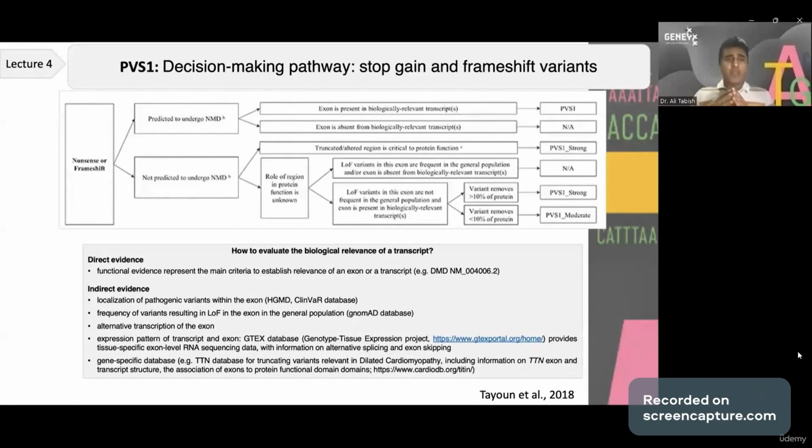Or we can also get information on alternative transcription of the exon. Also, we can use the GTEx database. We can get some information from the GTEx database on whether this exon is a part of this transcript or not.